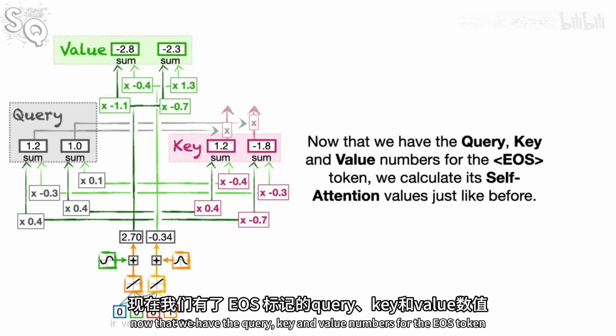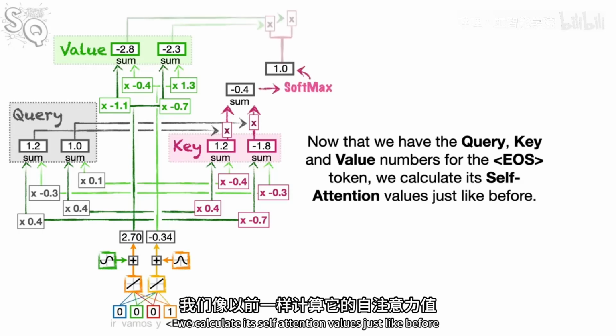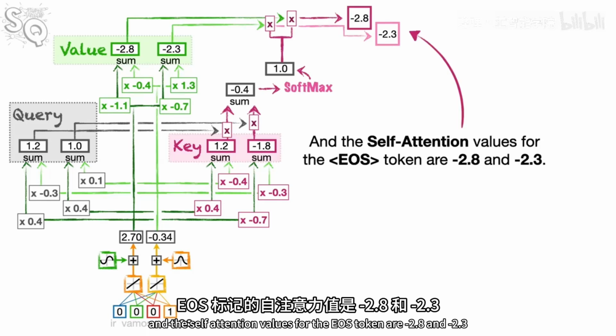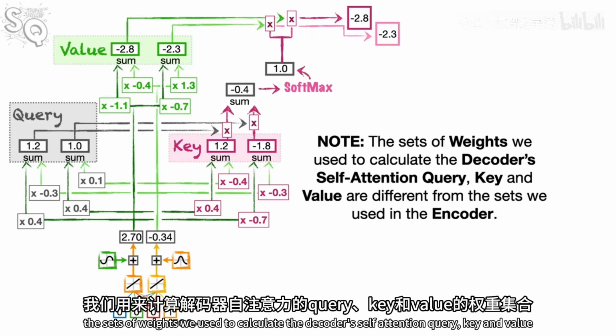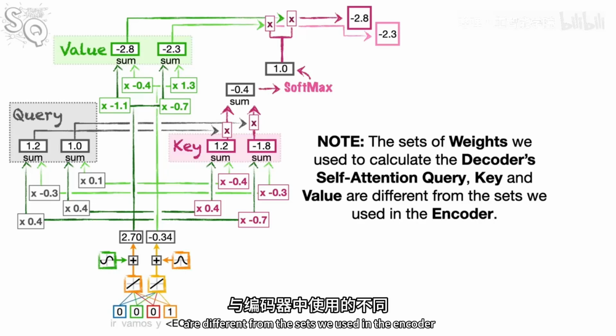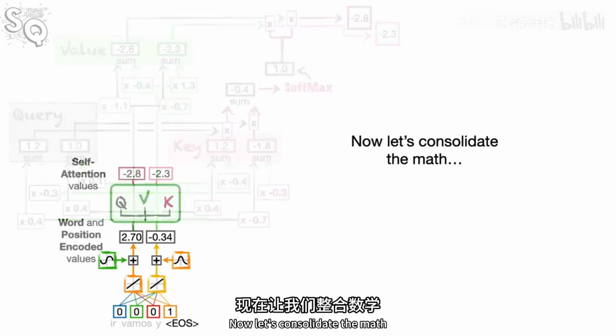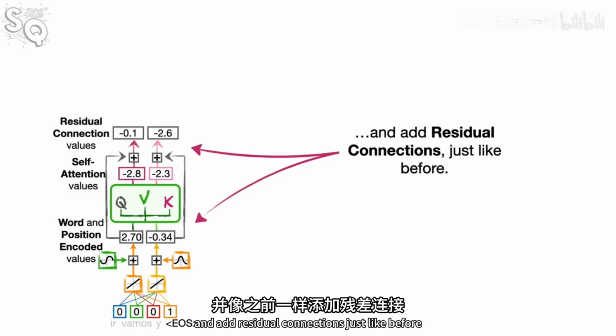Now that we have the query, key, and value numbers for the EOS token, we calculate its self-attention values just like before. And the self-attention values for the EOS token are negative 2.8 and negative 2.3. Note, the sets of weights we used to calculate the decoder's self-attention, query, key, and value are different from the sets we used in the encoder. Now let's consolidate the math and add residual connections just like before.